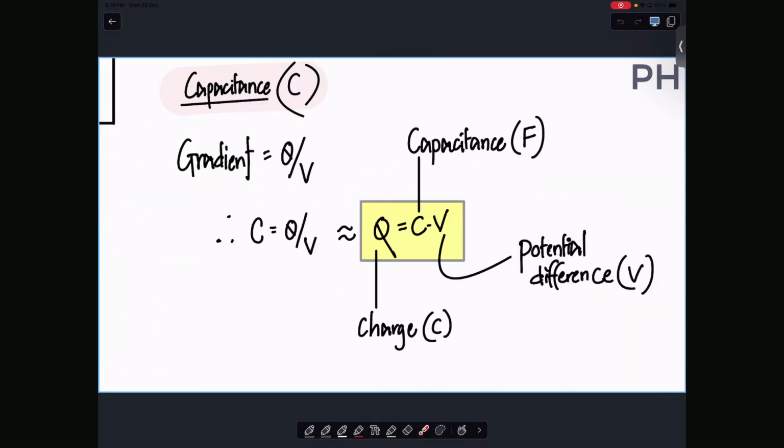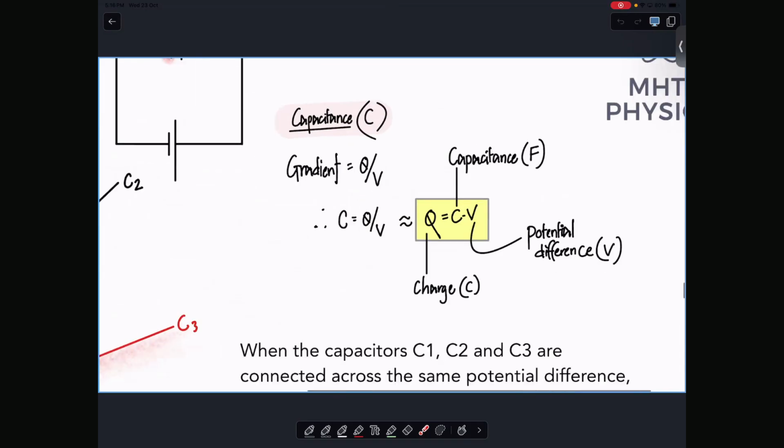Okay, so what is Q here? The amount of charge stored in your capacitor. What is V here? The potential difference between the plates of the capacitor. And what is C? The capacitance, right? And how do we find that value?